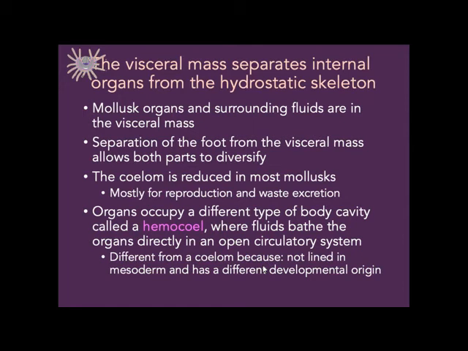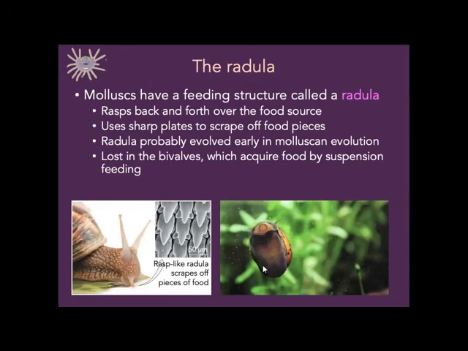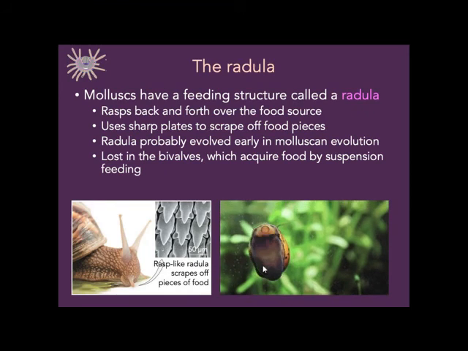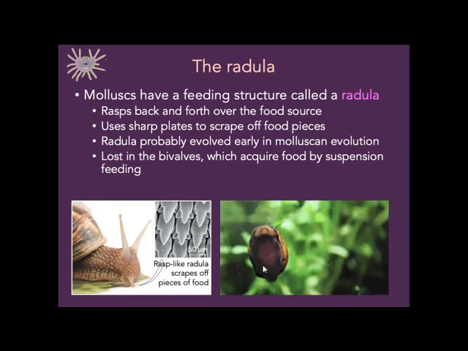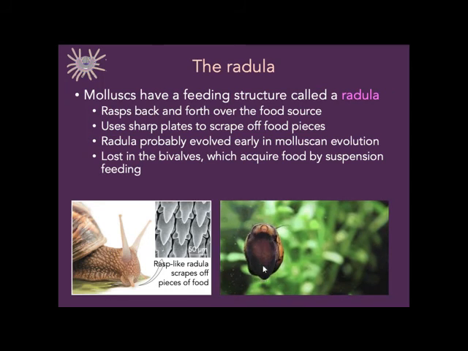So mollusks have a feeding structure called a radula. It's a little scrapey thing, and they use it to rasp back and forth over the food and break off food pieces. So if you ever see a snail scraping along a glass wall, that's what it's doing. You don't see a radula in bivalves. They are suspension feeders, so they have lost their radula.